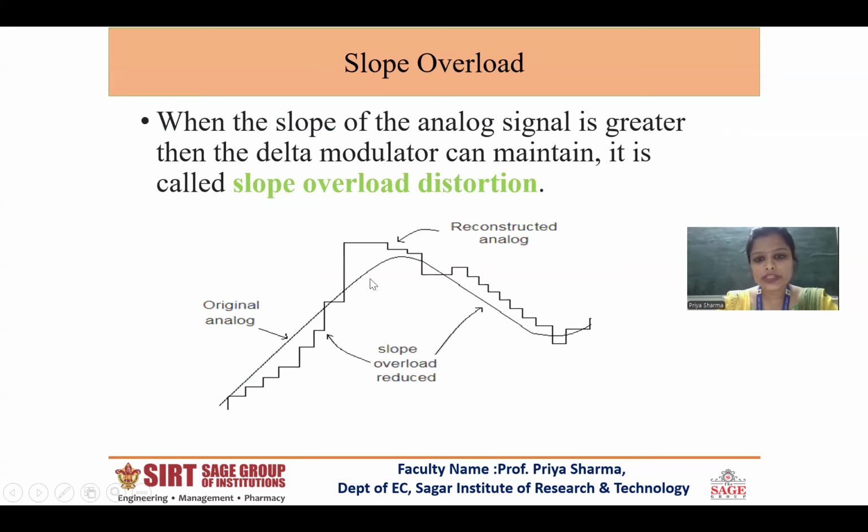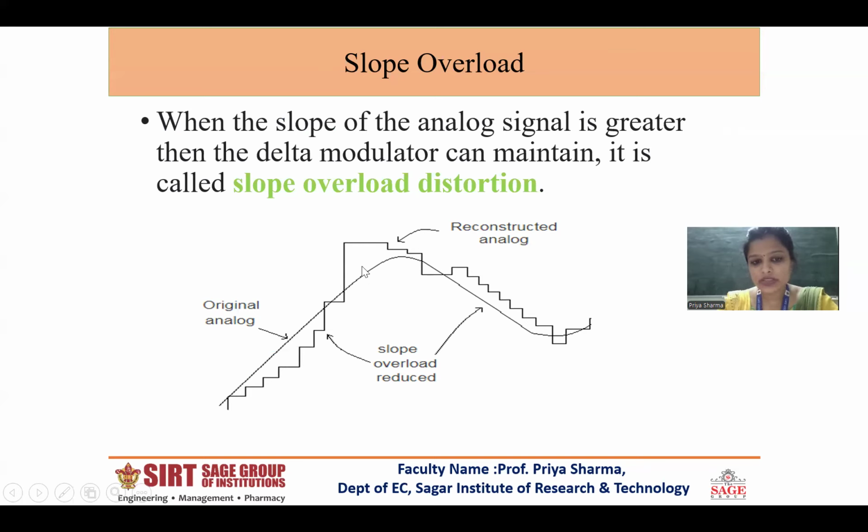Slope overload is when the slope of the analog signal is greater than the delta modulator can maintain. It is called slope overload. Like, it is a rising edge and it rises at a steep rate. So the delta modulator cannot follow it, as the step size is fixed in the case of a delta modulator encoder. The step size is fixed. That's why it keeps on moving, and here we can see noise over here.